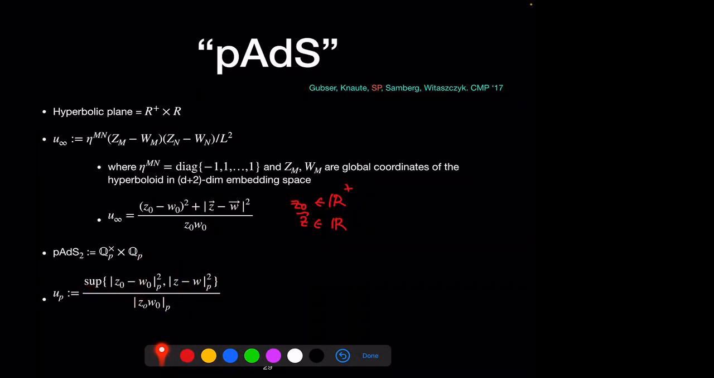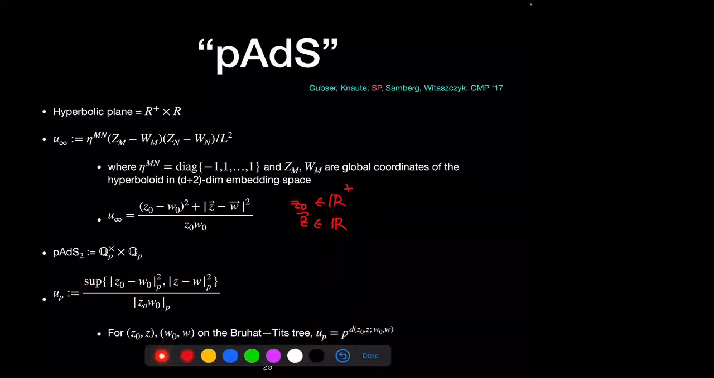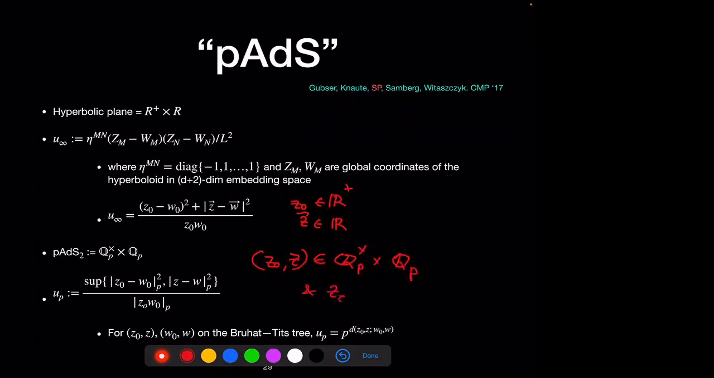And this is not ad hoc, because it turns out that the points of the Bruhat-Tits tree are, if z0, z belongs to Qp star times Qp, and z0 is of the form p to some integer, then this point belongs on the Bruhat-Tits tree. I don't have time to explain why, but that's the case. So if z0, z and w0, w are both of this form, that w0 and z0 are integer powers of p, then this caudal distance actually becomes the graph distance. So p to the power of the graph distance between those nodes on the Bruhat-Tits tree. So this is actually a nice measure. It gives you a nice intuitive object on the tree, but it gives you a way of describing other points in this larger space.